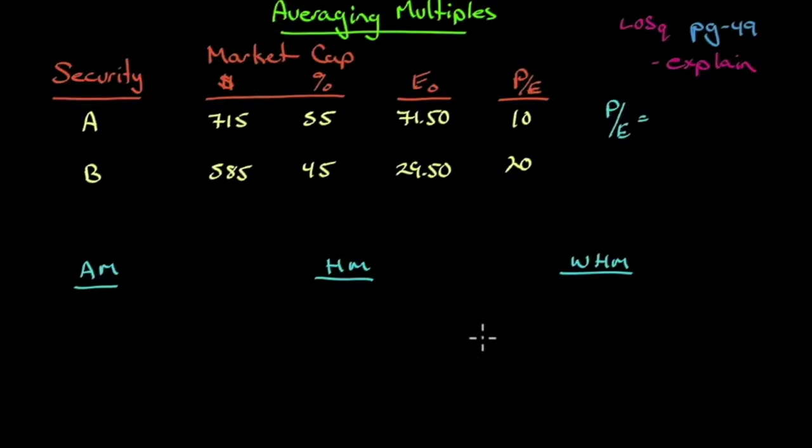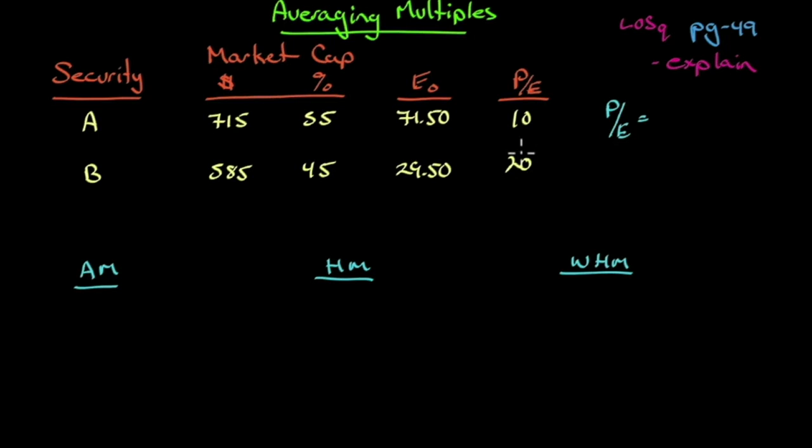Okay, so let's look at an example here. We'll look at just a really simple example, a 2-stock portfolio, security A and B. Here's the market cap in dollars of each one and the percentage of the overall portfolio that they represent. Earnings for company A, $71.50. It's $715, $71.50. So it's got a PE of 10. Here we have $29.50 on 585. That gives it a PE of 20.